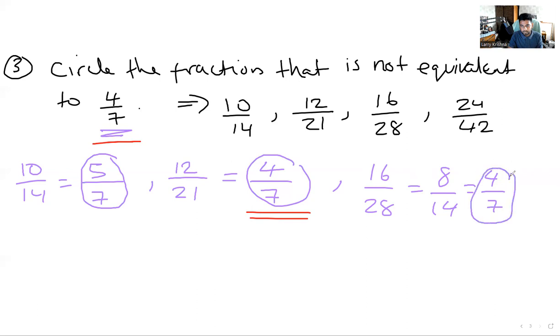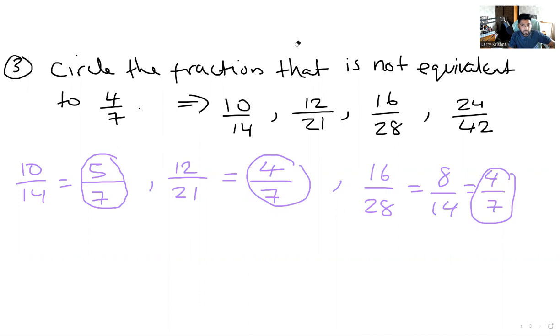Oh, so look at this. This is actually, oh, hang on a sec. Let's reread the question. Circle the fraction that is not. Okay, so let's go ahead and, well, first of all, let's rub out our answer, because this actually is not the correct answer then.